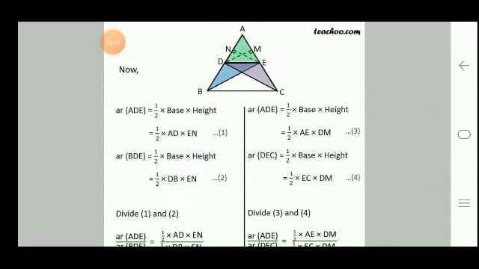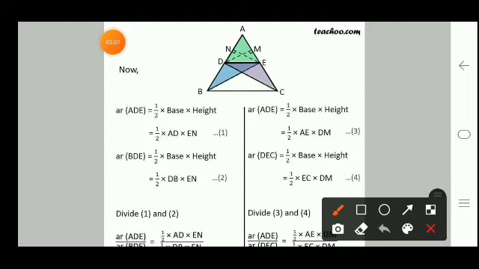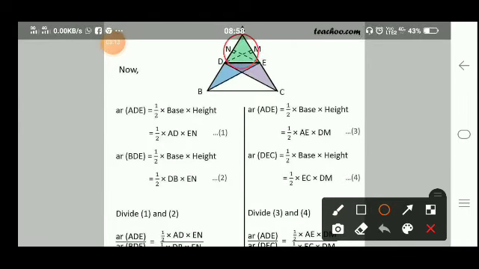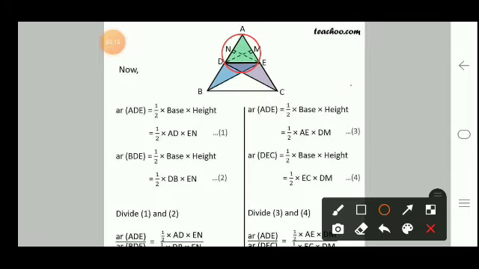Now likewise, we are writing the area of the same triangle ADE. In this triangle ADE, if we take the base as AE, then DM is the perpendicular. So area of ADE is half into AE into DM. This is equation number 3. Then we consider the area of DEC. In this triangle, area is half into base into height. So half into base EC into DM. Base is EC and DM is the height, as you know why this is so.